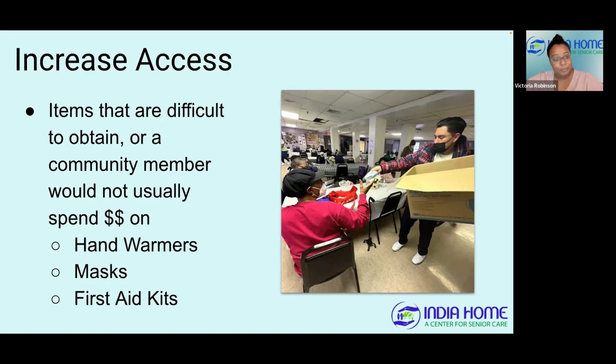So when the mask prices skyrocketed, we were able to hand out free masks during the winter, along with hand warmers. Not a lot of people invest in those when standing on food pantry lines during the cold. And even first aid kits, a lot of people are like, oh, you guys have those? They don't invest in them, partially because they are a little more expensive and probably not in their budgets.